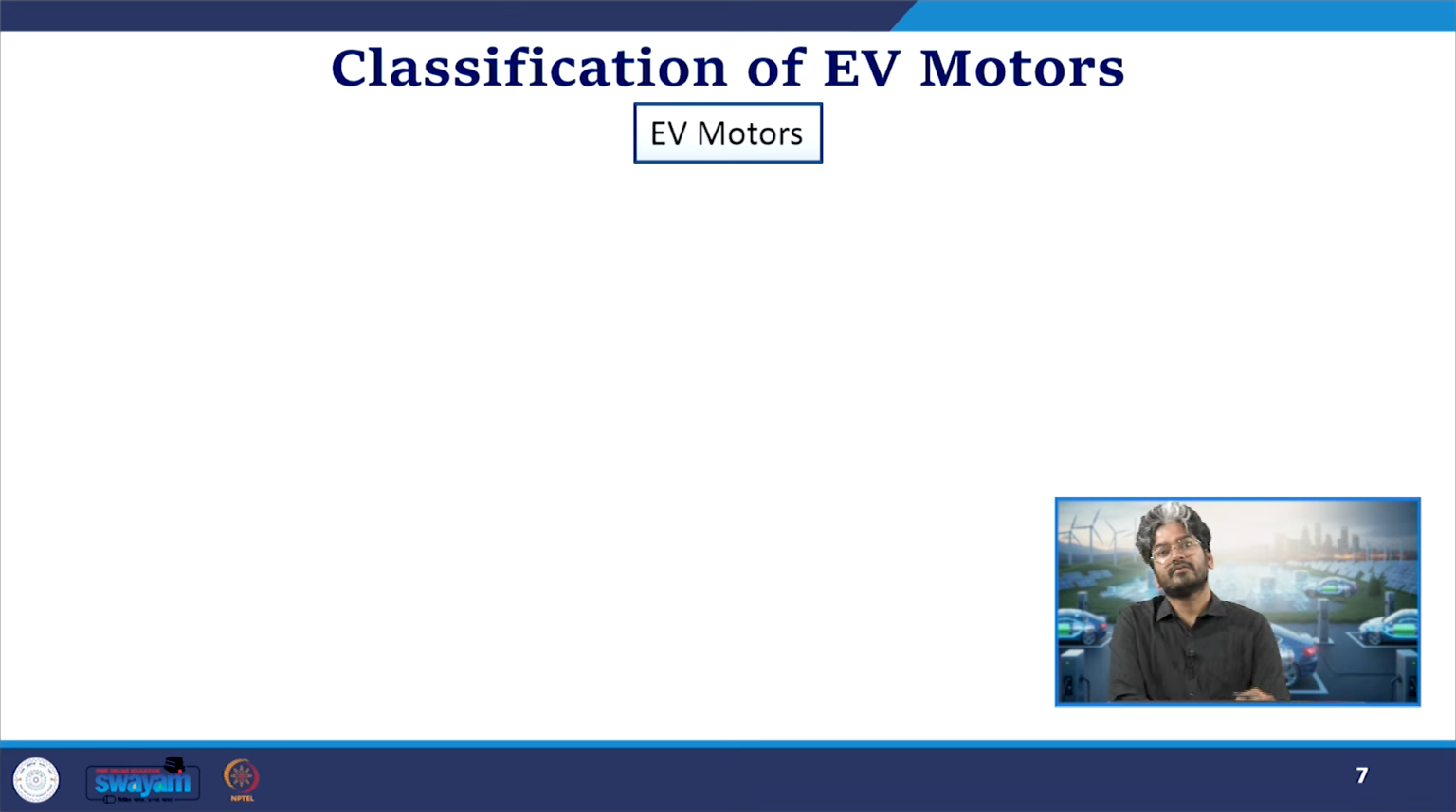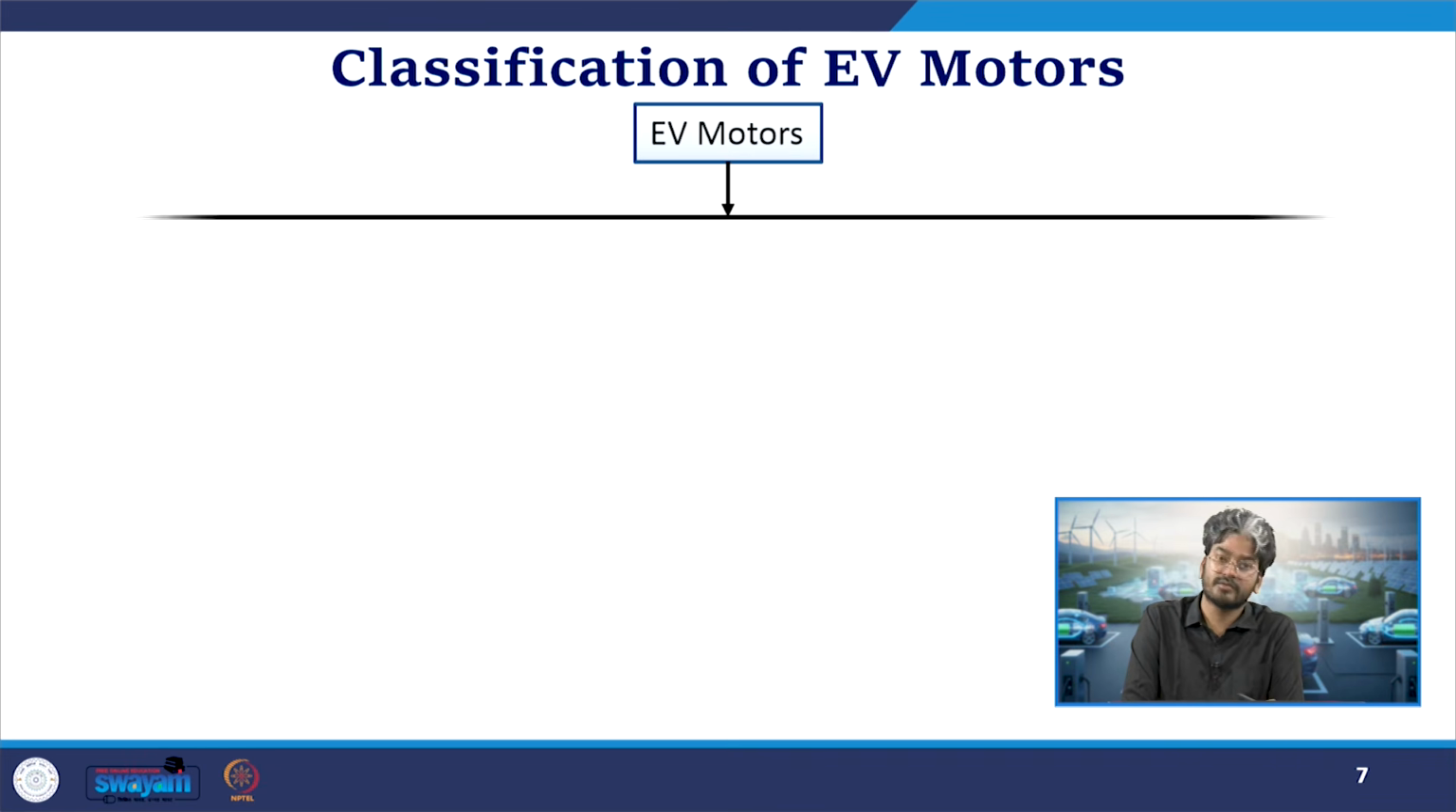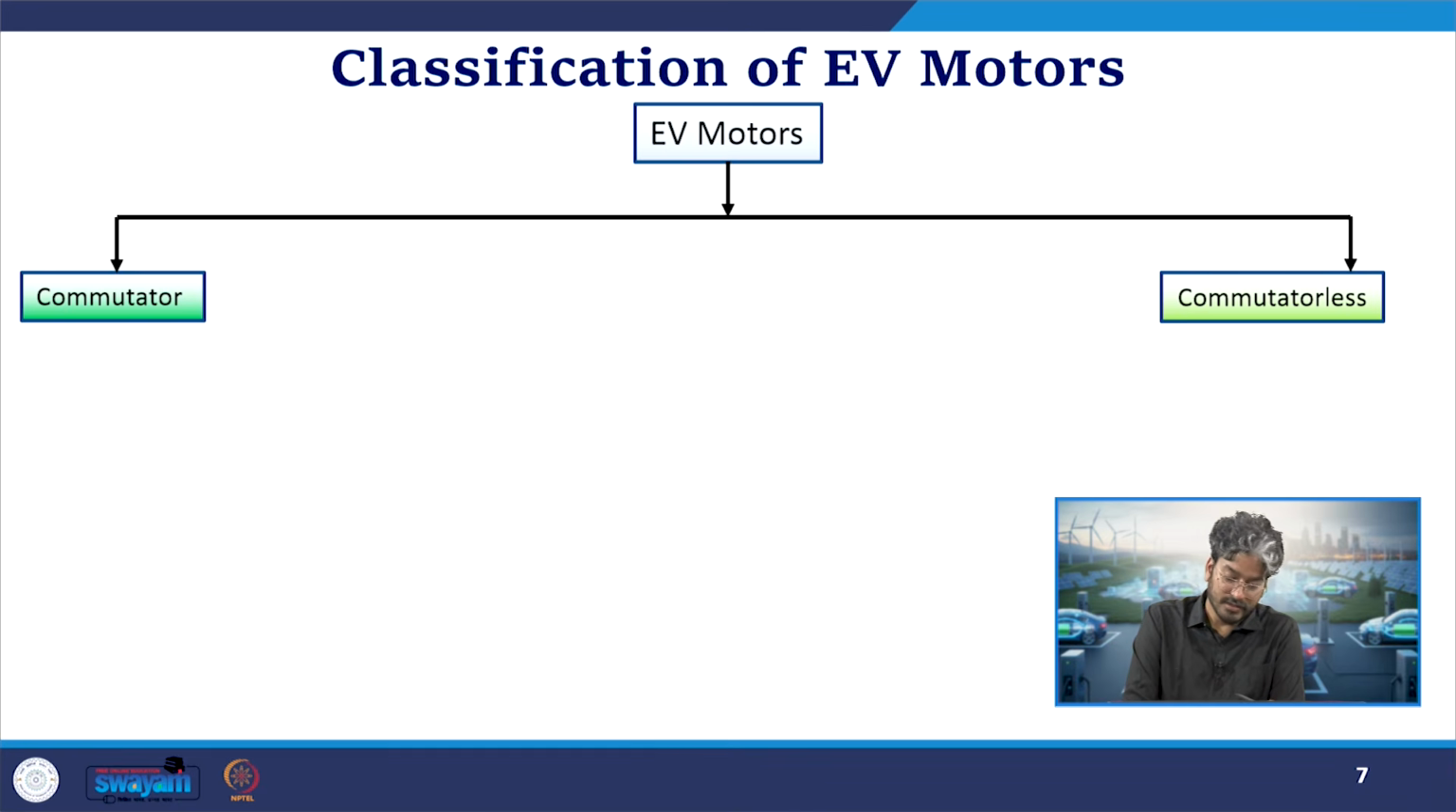We have now seen the characteristics required from the electric motor inside the electric vehicle. Now let us see what types of motors are available to us and which one will be suitable for our electric vehicle application. Broadly, we can classify electric motors in two ways. First is commutator based, and second is commutator-less electric motors.